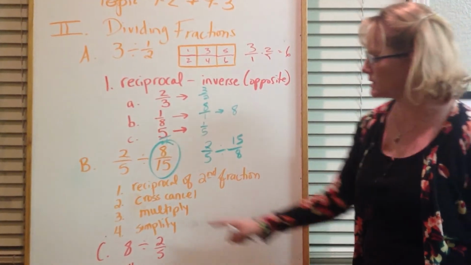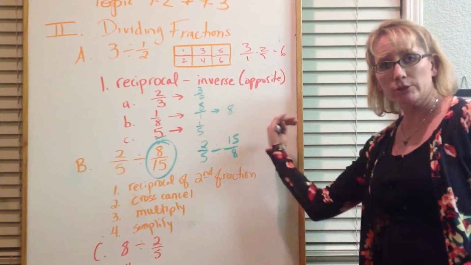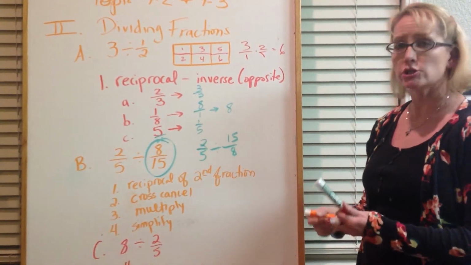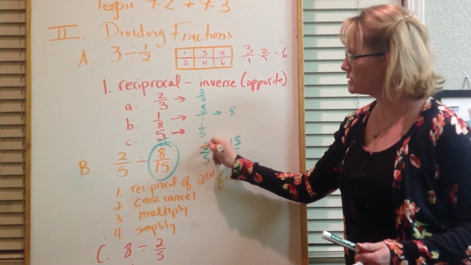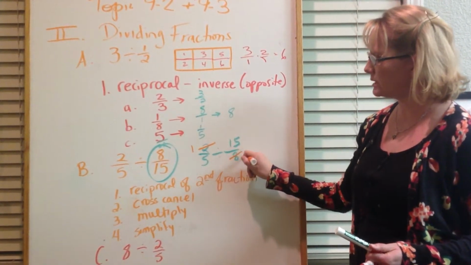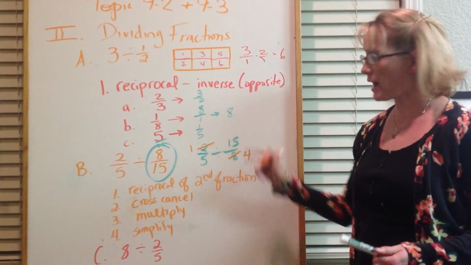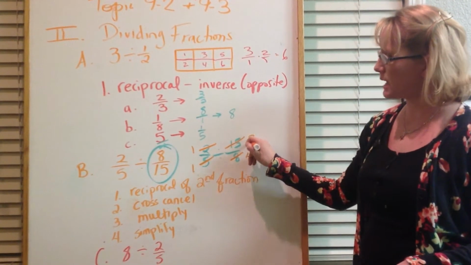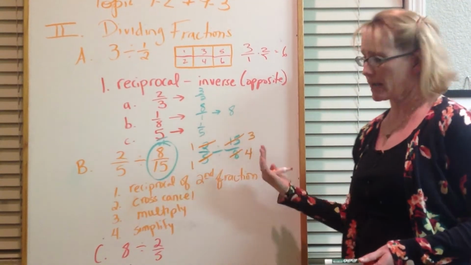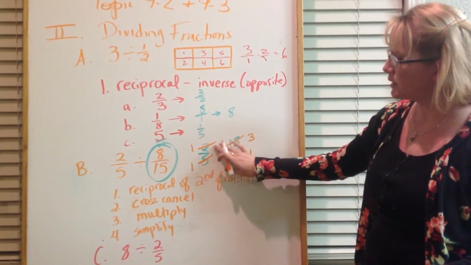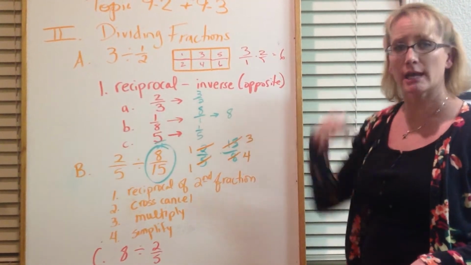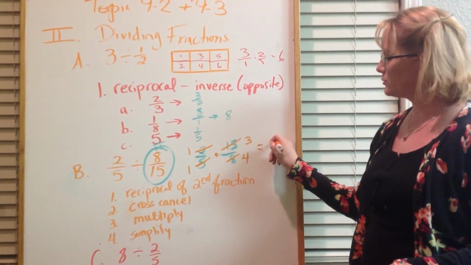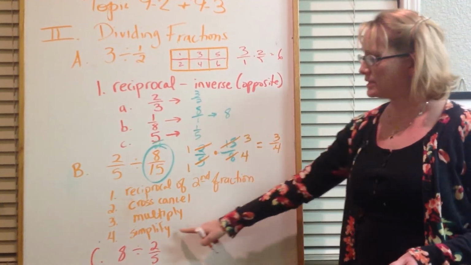Our second step says cross cancel. So we're going to see if we can do anything this way. So I have a 2 and an 8. I know that 2 can go into both of them. 2 goes into 2 1 time, and 2 goes into 8 4 times. Then I'll have 5 and 15. 5 goes into 5 1 time, and 5 goes into 15 3 times. Then we multiply straight across. So not only did we flip our second fraction, but we also flipped our sign to be the opposite, which is multiply. Multiply straight across, and we get 3/4. And then simplify if you can.